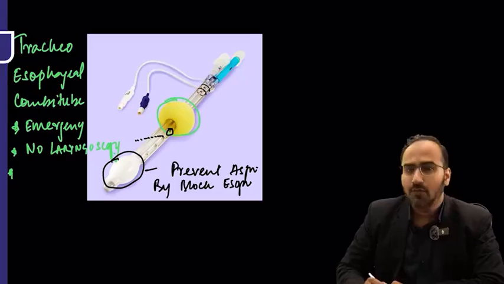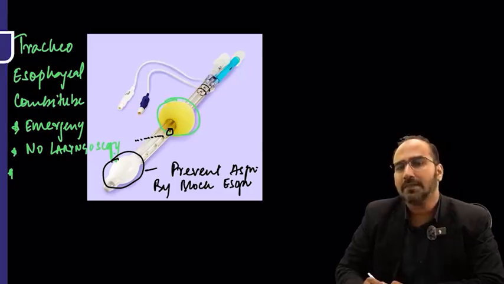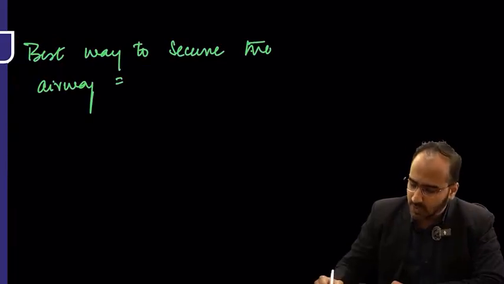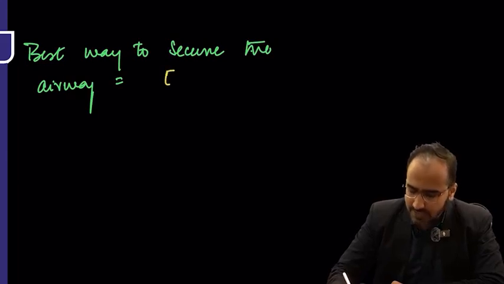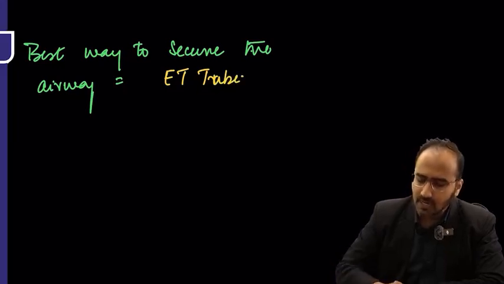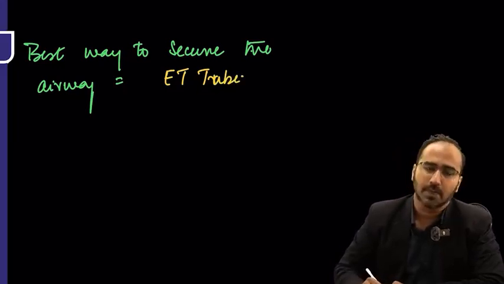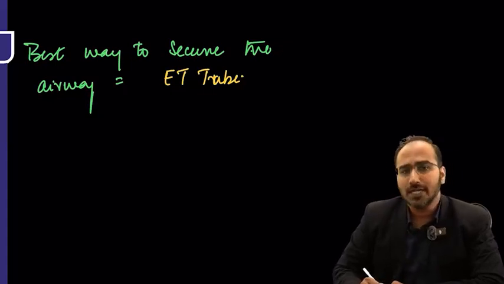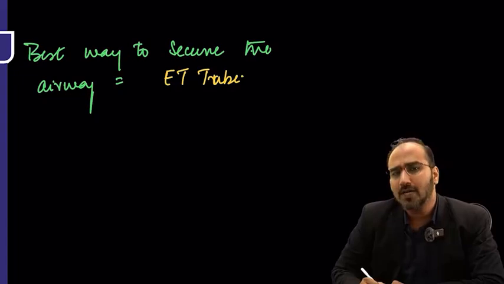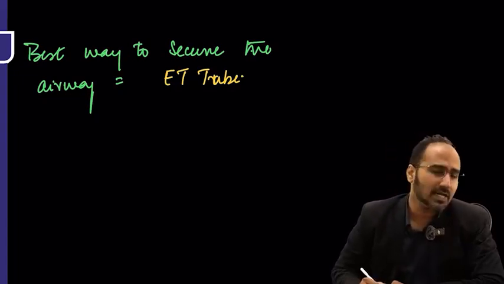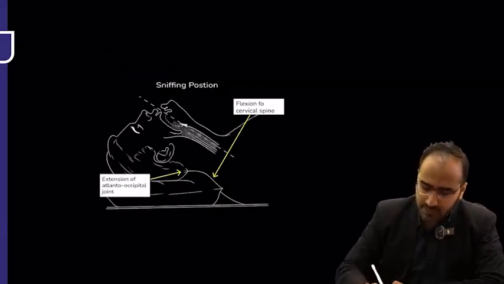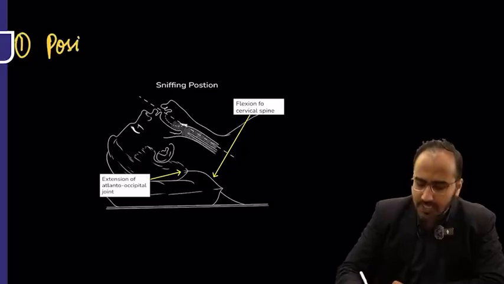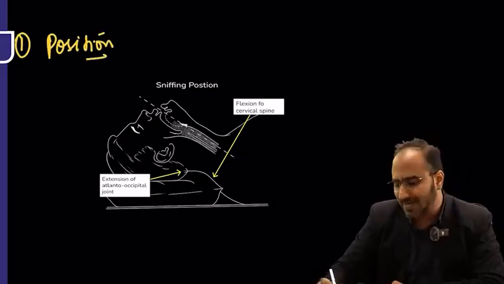Okay. Next guys. If someone is asking you which is the best way to secure the airway of the patient, the answer is what guys? Is it LMA or is it the endotracheal tube? Answer is always the endotracheal tube. Now guys, we'll discuss something about the endotracheal tube. But before going to endotracheal tube, we need to first discuss how will you put an endotracheal tube? In what position is the endotracheal tube being put? So the first thing that we need to discuss is the position for endotracheal intubation. This is the position required for endotracheal intubation.